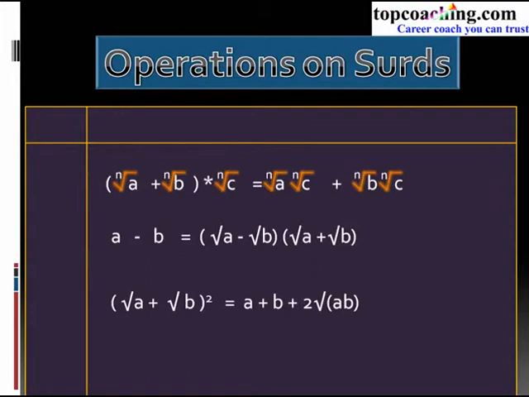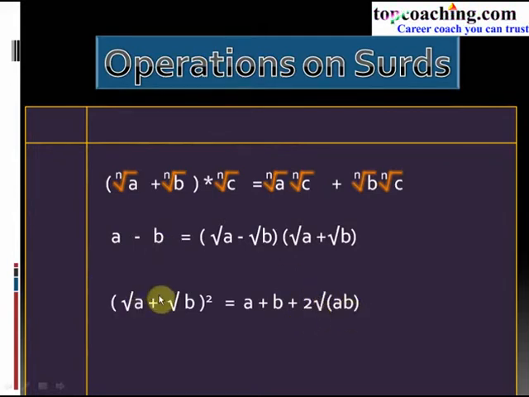The third operation is under root of a plus under root of b whole square is equal to a plus b plus 2 times under root of ab. Here we have used the formula that x plus y whole square is equal to x square plus y square plus 2 times xy. Now here x is equal to root a and y is equal to root b. So this would be equal to square of root a plus square of root b plus 2 times root a into root b. Now square of root a would be equal to a. Similarly the square of root b would be equal to b and the product of 2 into root a into root b would be equal to 2 times under root of ab.